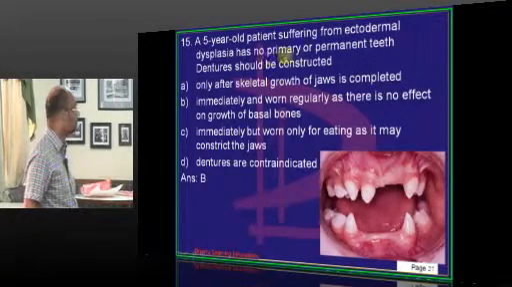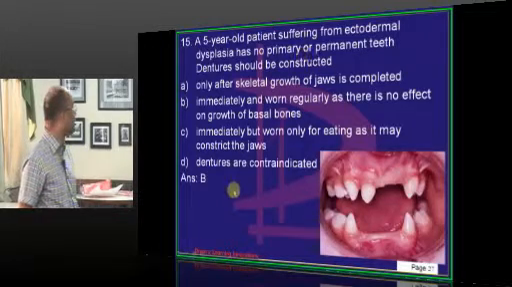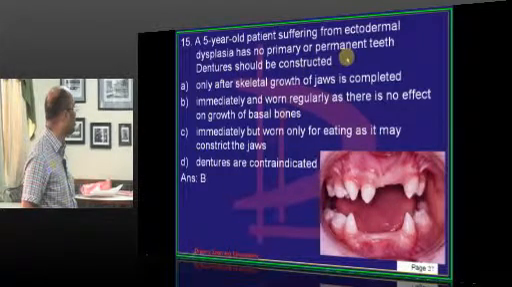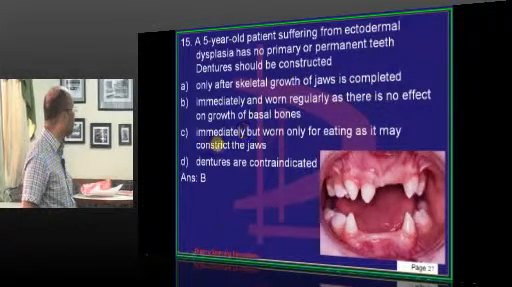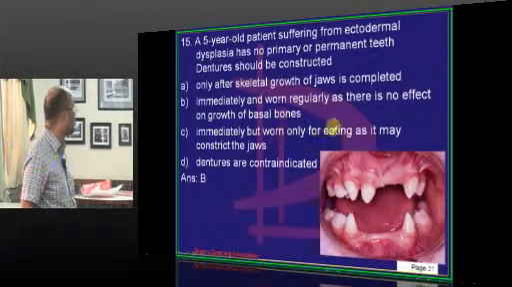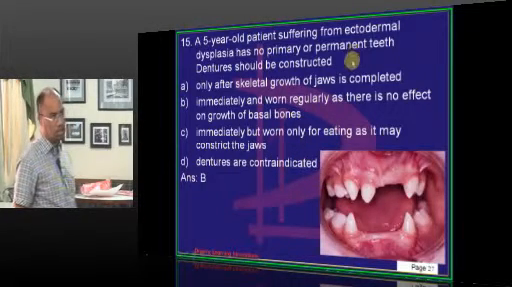Now when should you construct the dentures? In these cases, only after skeletal growth is completed, or immediately and worn regularly as there is no effect on the basal bone, or immediately but worn only for eating, or dentures are contraindicated.